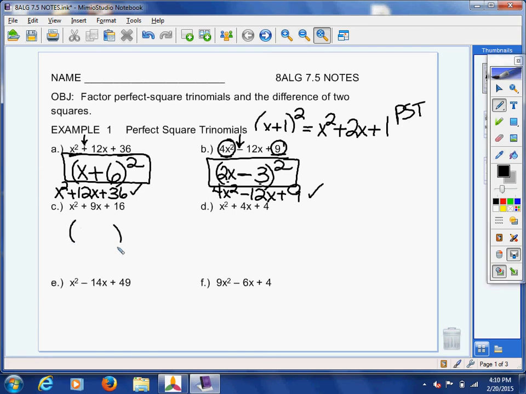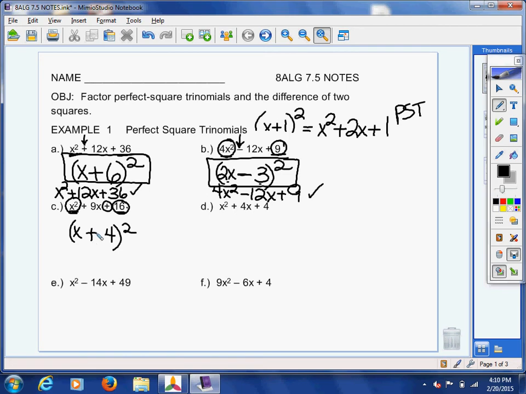I suspect it's a perfect square trinomial because of the x squared being perfect, 16 is perfect, and 16 is positive. So good evidence. So let's give it a shot and see what we can come up with. What did I square to get x squared? Yep, x. What did I square to get 16? 4. 9 is positive in the middle, so I'm going to put a plus sign here.